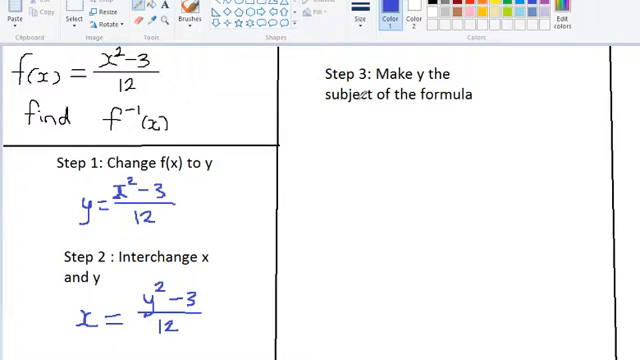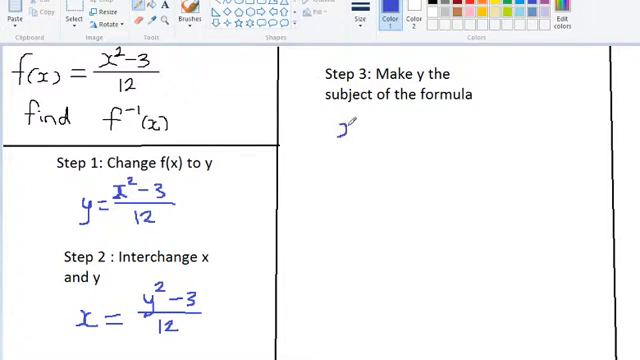Step 3 is to make y the subject of the formula. What does that mean? We want y to be alone on one side of the equation. Right now, x is the subject of the formula, so we have to get y to be y equals something. Okay, so we are solving the equation, and the first step is to multiply both sides by 12.